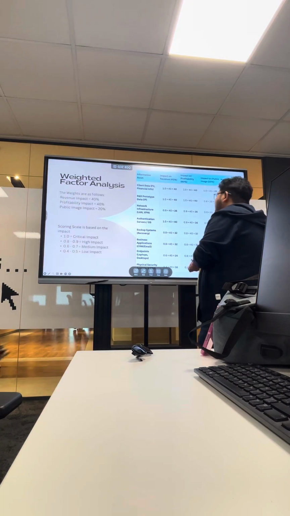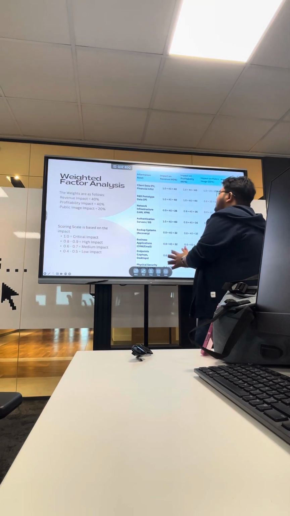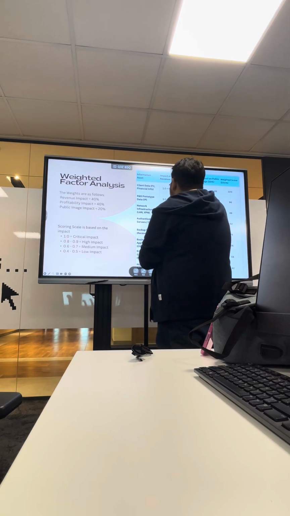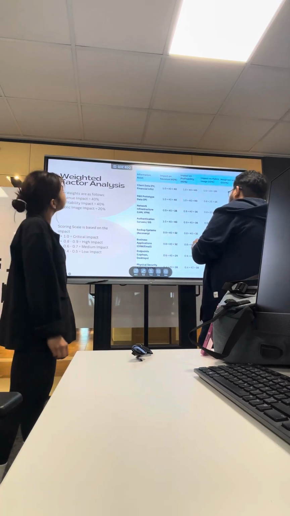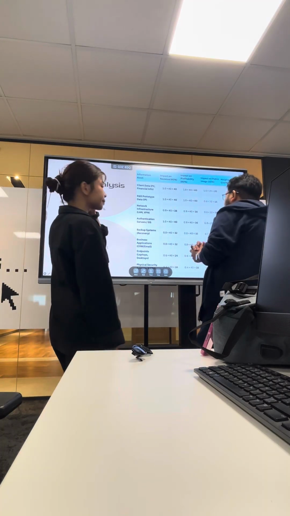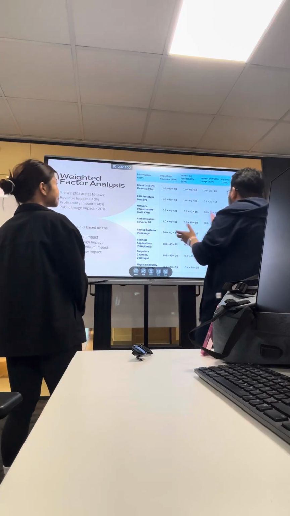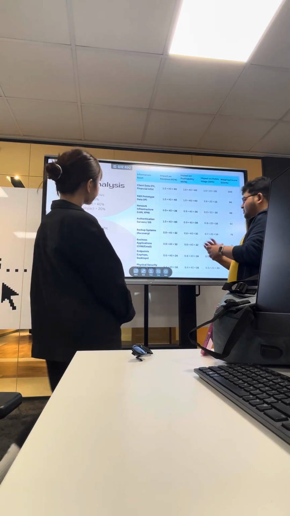Next. So here we got the WFA, which is for the information assets, such as PII, R&D prototype, and network, and we have calculated the impact on the revenue, profitability, and its impact on the public image, and the weight score out of 100.